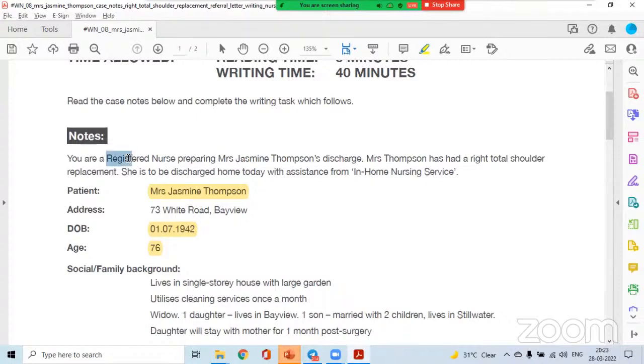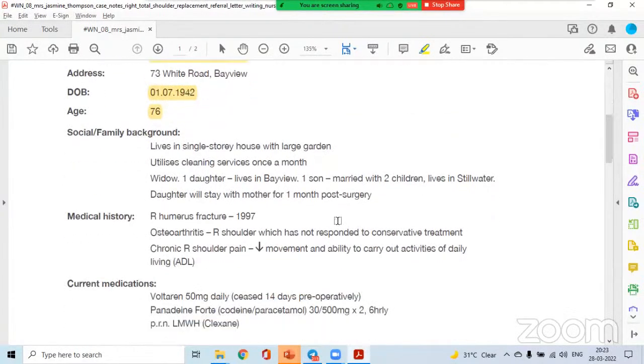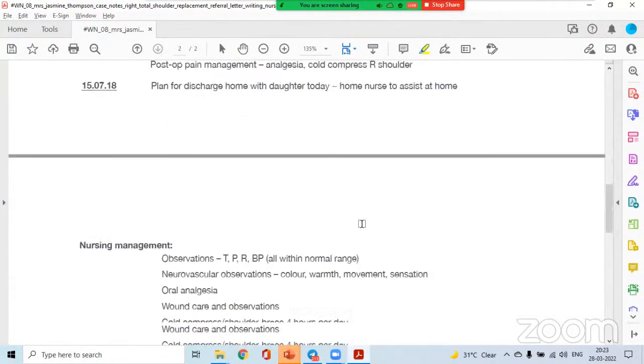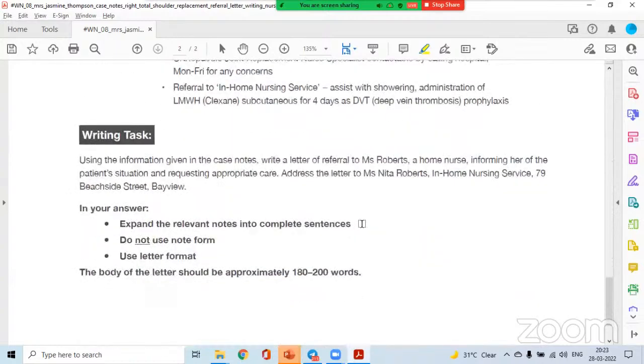Now, you are a registered nurse, remember. You are a registered nurse. This is a writing task. This is a referral letter, remember that. This is a referral letter, and you're writing to Miss Roberts, home nurse.